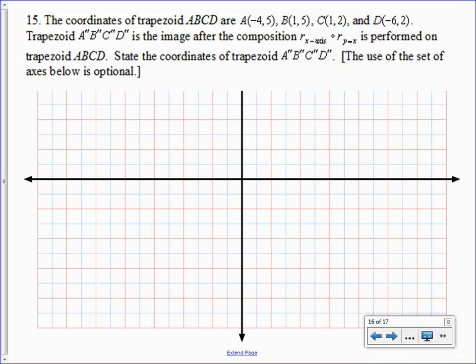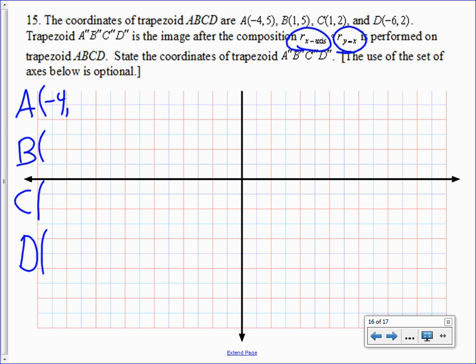Number 15, the use of the graph is optional. Usually I say to graph it, but in this case, we know for reflections, we have rules that are contained within our sum. So I'm not going to graph it. A, B, C, D. A is negative 4, comma 5. B is 1, comma 5. C is 1, comma 2. D is negative 6, comma 2.